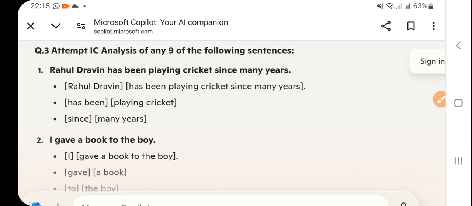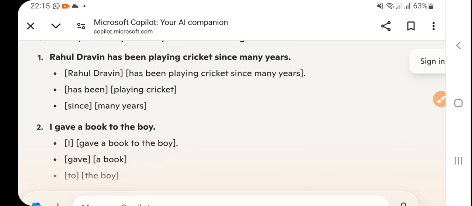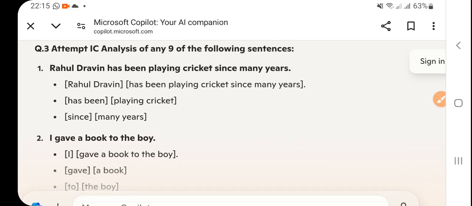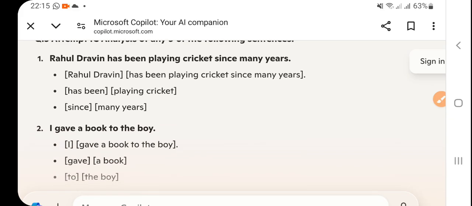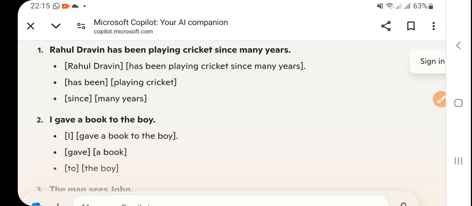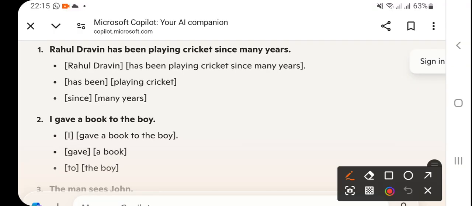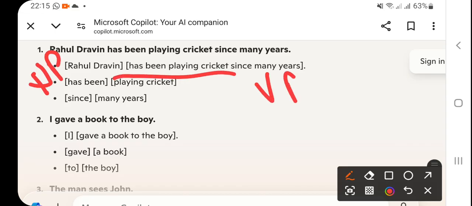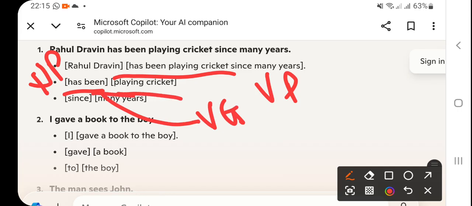Okay. Now, next question is IC analysis. So, IC analysis: Rahul Dravid has been playing cricket since many years. So, Rahul Dravid, and then has been playing cricket since many years is the verb phrase, right? And this is the verb, right? Verb VG, verbal group. It's all for VG actually. Then this is the helping verb. Then this is playing cricket.